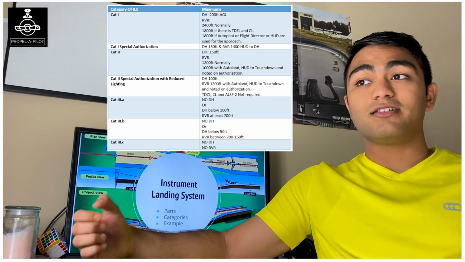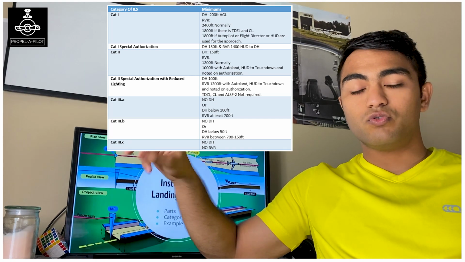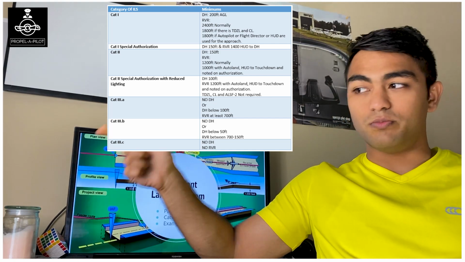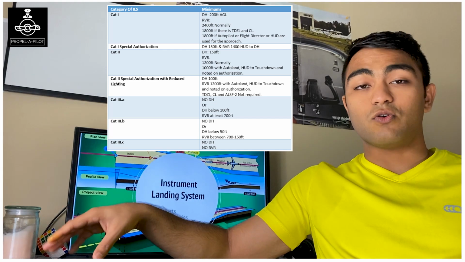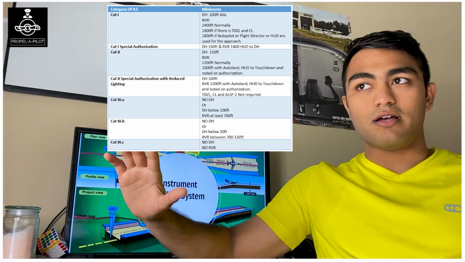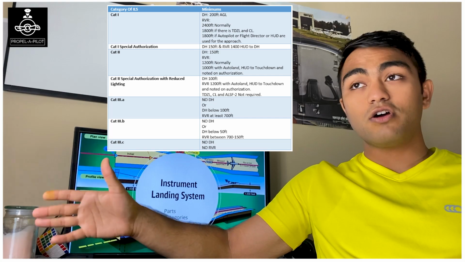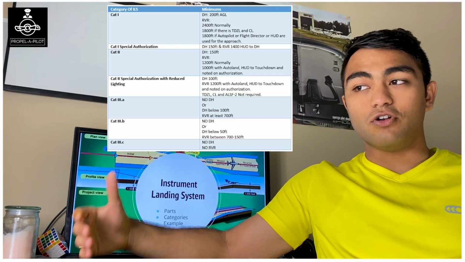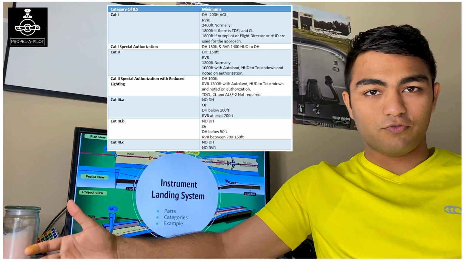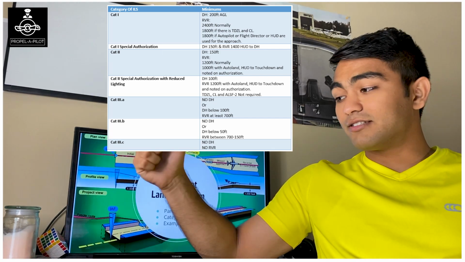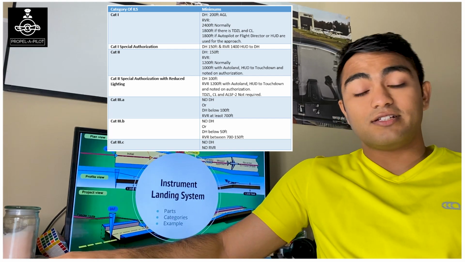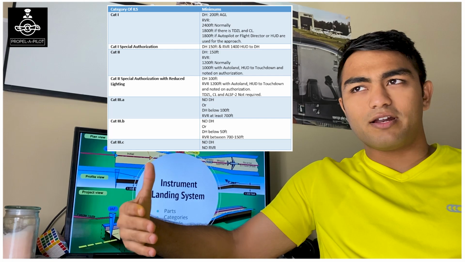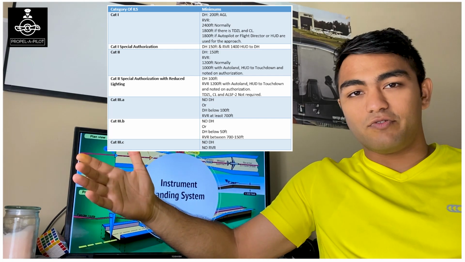Then comes category 3. Category 3 has 3 parts within it: category 3A, category 3B and category 3C. Now category 3A has either no decision height or a decision height below 100 feet and an RVR of not less than 700 feet, which is basically, sometimes it can even be zero decision height, or decision height below 100 feet and RVR required will be at least 700 feet.